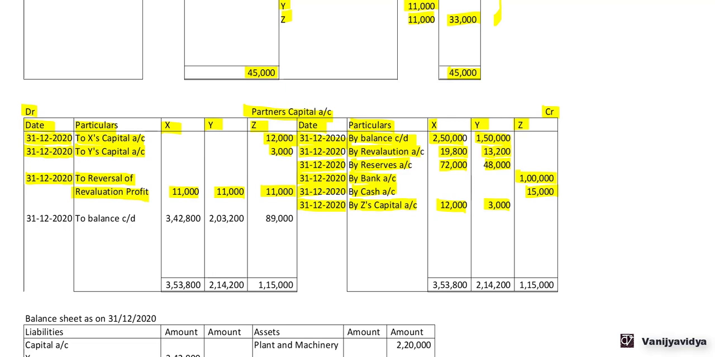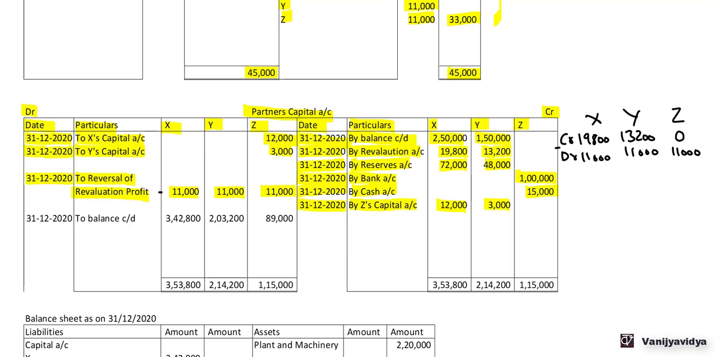Now, what has happened because of these entries? If we see individually X, Y and Z: X's capital account was credited by 19,800, Y's capital account was credited by 13,200, and Z's capital account was credited by 0 amount in this entry. Once we reversed this revaluation profit, we reversed it in the new profit sharing ratio. So X's capital account was debited by 11,000, Y's capital account was debited by 11,000 and Z's capital account was debited by 11,000.